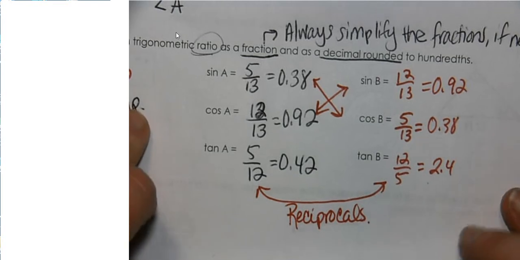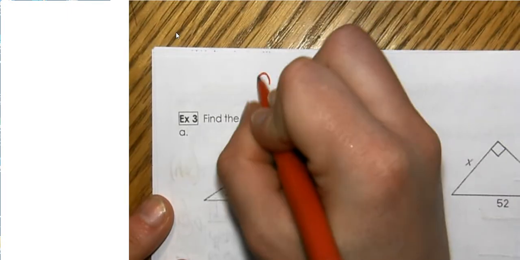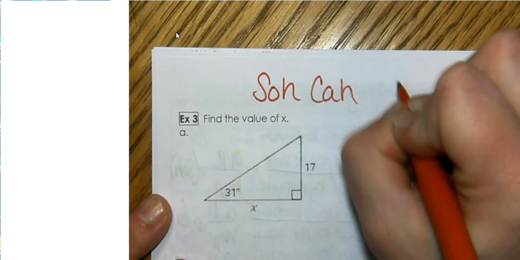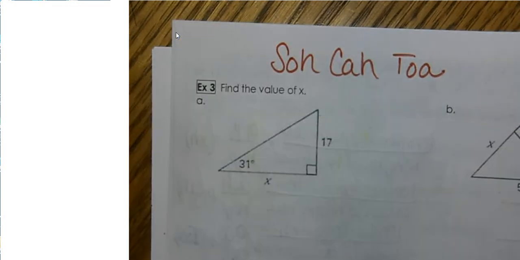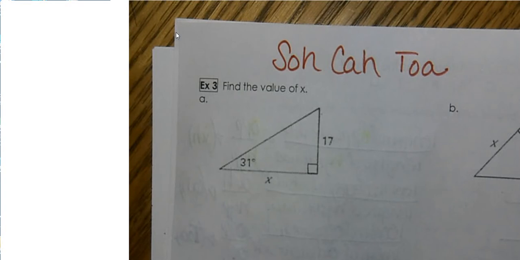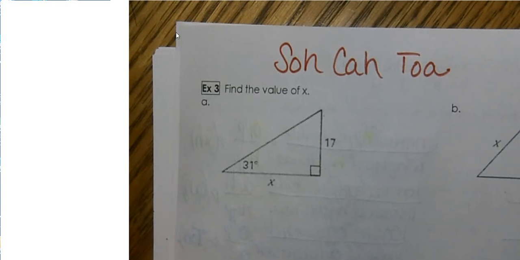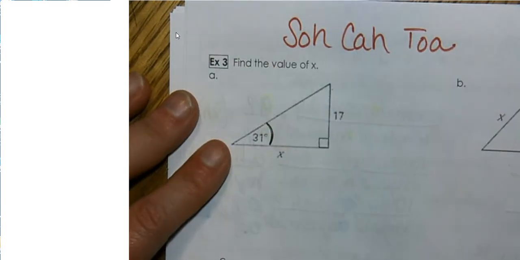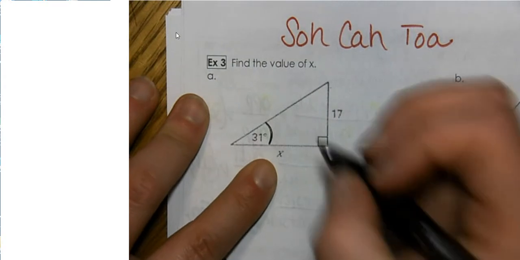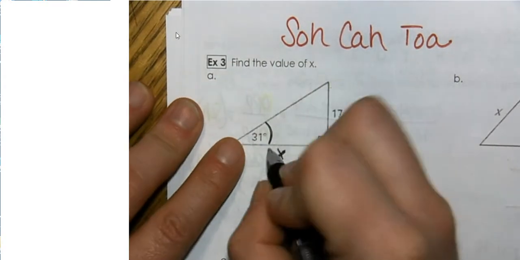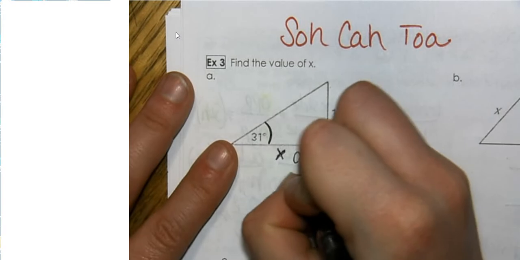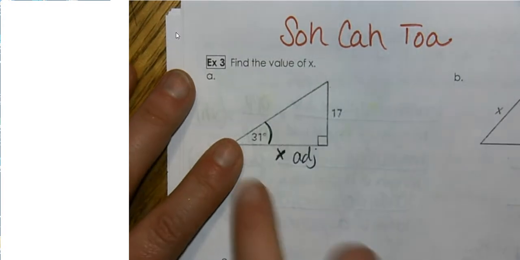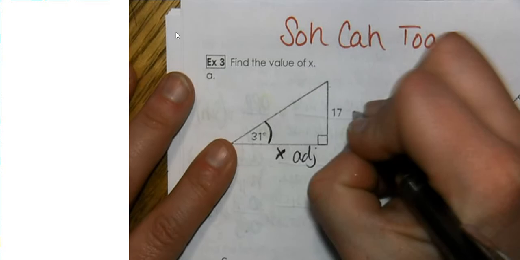So now what we're going to do is we're going to use these ratios to help us to find missing side lengths. So I'm going to write at the very top SOHCAHTOA. And what's really nice about writing SOHCAHTOA at the very top is it helps me to identify what trig function I should use in order to help me find a missing side length. So in this problem, 31 degrees is my focus. Side X touches both 31 degrees and the right angle, making it the adjacent side. 17 is across from 31 degrees, making it the opposite side.